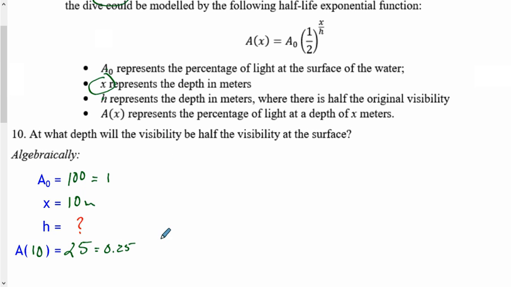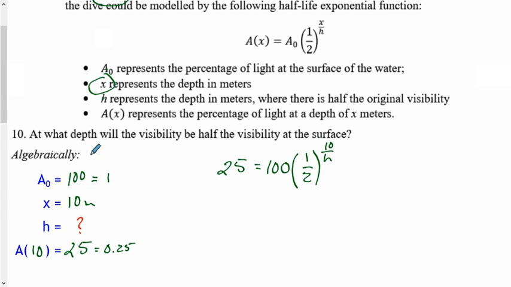So let's write our equation. A of x, I'm going to go with the 25, is equal to 100 as my a sub 0. This base of a half we were given in the question, and for a half-life type question, this will always be a half. And then in my exponent, my x value is a 10, and I want to find what this h value is. So this is the equation that I'm solving for.